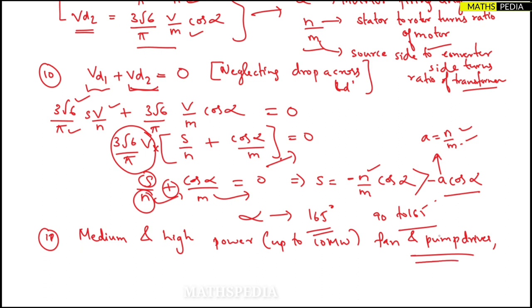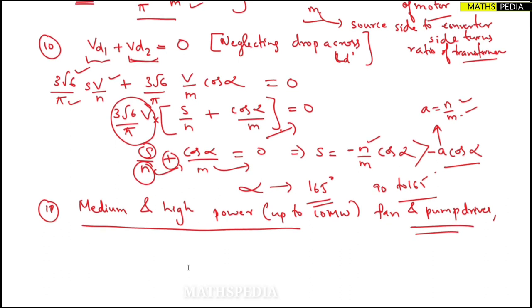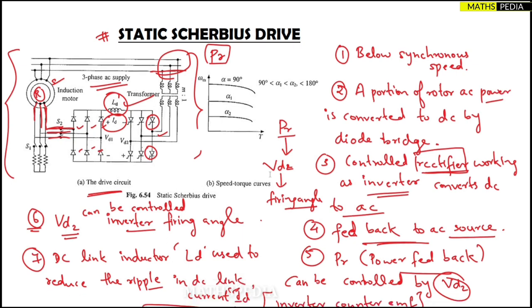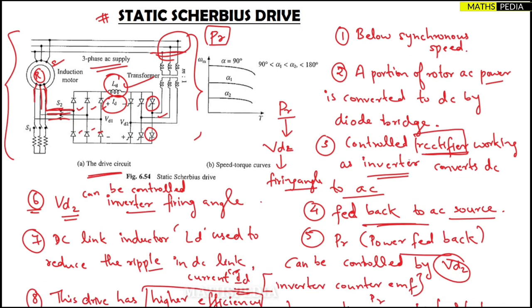We can use this drive for all these things because of high efficiency and low cost. Because this drive has high efficiency as well as low cost, we can go for medium and high power applications, for pump drives and fans as well. So this is the entire scenario of a static Scherbius drive.